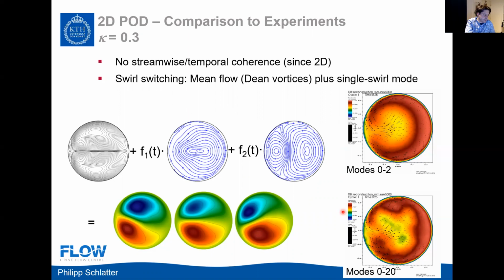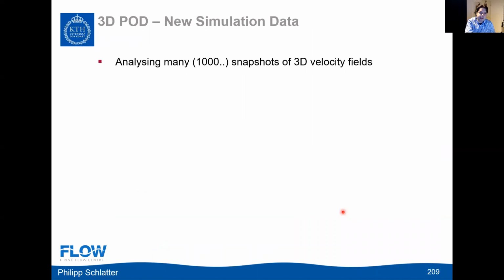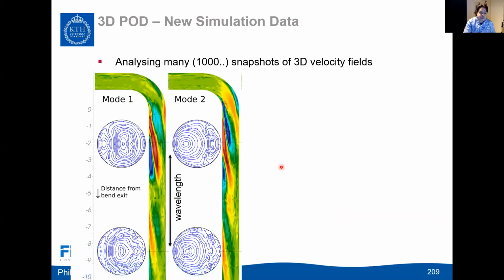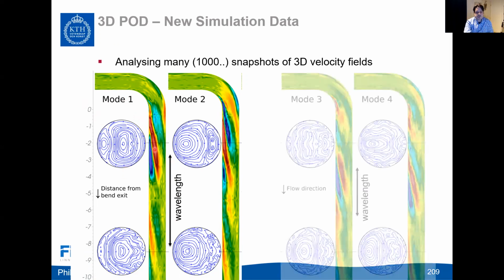So we get the same as the experiments, but yet we still don't know what is really the origin of this swirl switching. And I guess that's really where the power of the simulations comes into play. We then did three-dimensional POD. So we took all the snapshots that we had, we analyzed many of those snapshots, and we could identify that the main mode responsible for the swirl switching is actually just one mode, or actually two modes with a specific phase shift, with a specific wavelength, that are lying on top of each other with an inclined angle, and they just travel downstream with a certain speed.